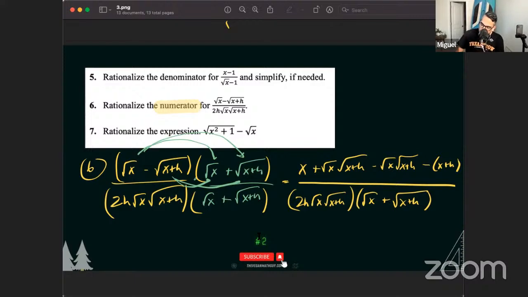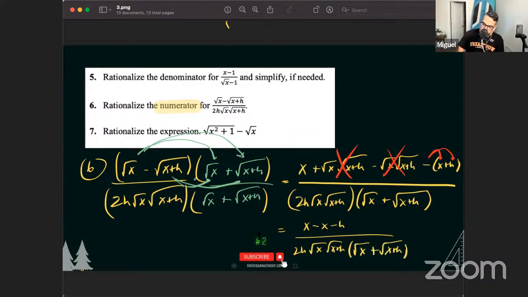Okay, back to the top. Hopefully you can see that the radicals cancel out. And then as I rewrite this, I'm also going to distribute that negative sign. So I have x minus x minus h all over 2h root x plus h root x plus h. Okay. And what do you know? Those x's cancel out. So I'm just left with negative h on top.